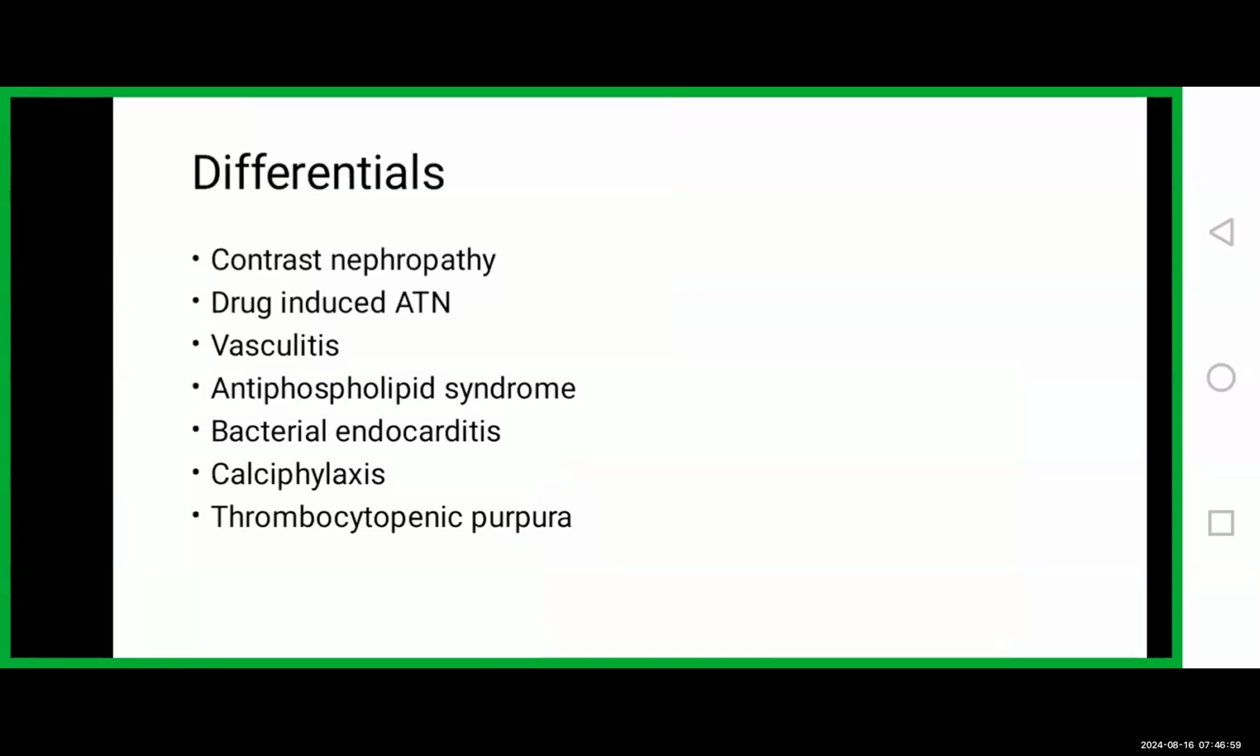Now, the differentials of this condition: contrast nephropathy is a close differential because you also have deterioration in renal function following use of contrast. Contrast is also used in coronary angiography, so it can be a very close differential. However, you would not expect to find these characteristic skin conditions like the purpura, the livedo reticularis, or the blue toe syndrome in the setting of contrast nephropathy. Other differentials are as shown.